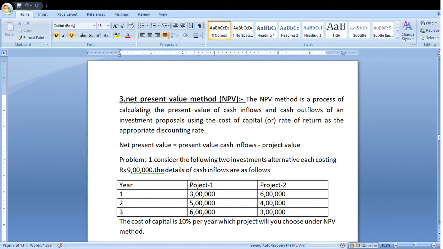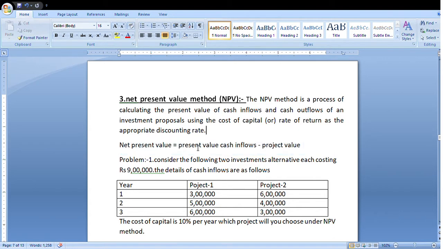In this formula, net present value is equal to present value of cash flows minus project value. It is the formula of net present value. Present value of cash inflows you calculate based on the information. Project value means cost of the project. This also gives the problem.